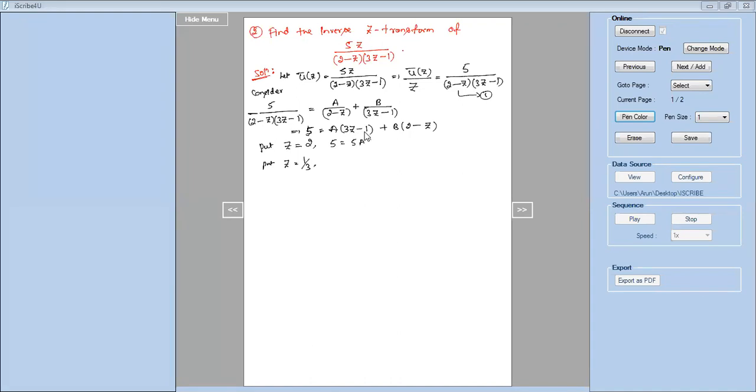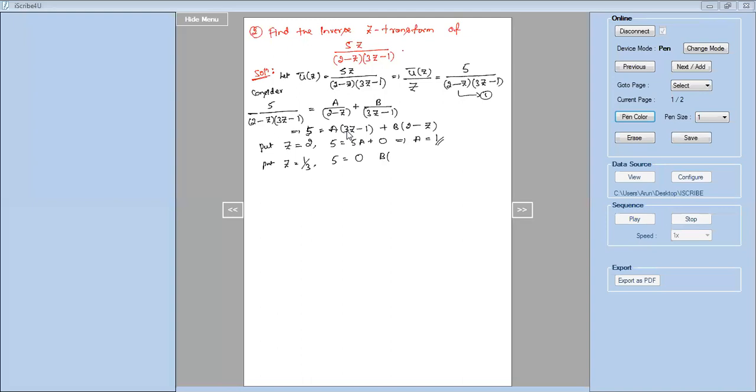5a plus b becomes, z is 2, so 2 minus 2, 0. So our 5 gets cancelled, so that our a becomes 1. So the value of a is 1. Now, if I put z is equal to 1 by 3, the left hand side is the same, 5 equals. If I put 1 by 3 here, this is 3 into 1 by 3. 3 gets cancelled, you get 1. 1 minus 1, 0. So the a value becomes 0.